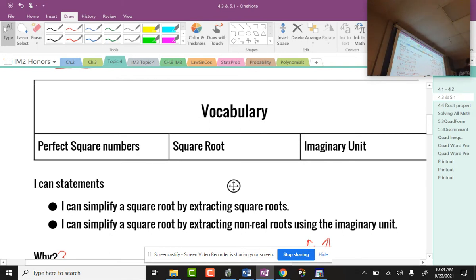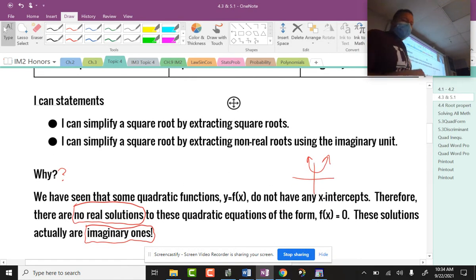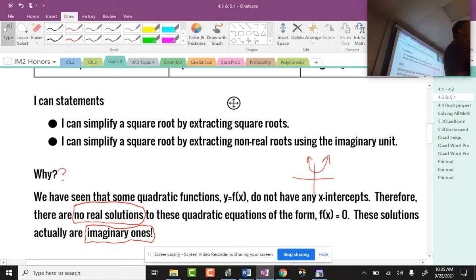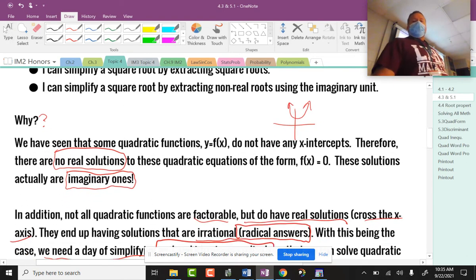All right, don't write any of this down, but this is the why. We got to do some square roots today and talk about perfect squares. This was done by Mrs. Fasola, who loves the I can statements. I can simplify square roots by extracting square roots. That's what we're doing today. I can simplify square roots by extracting non-real roots. What? There's something called a not real number. That sounds goofy. All right, so why are we doing this?